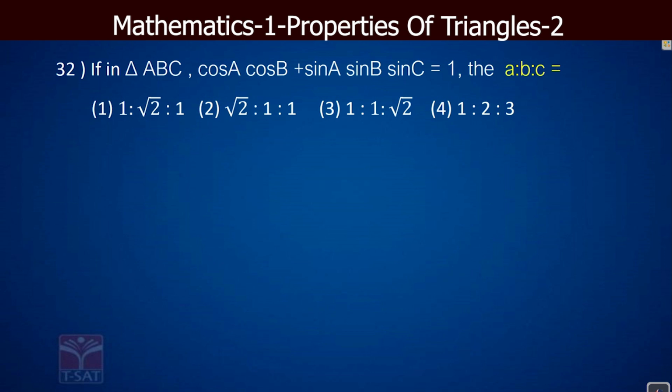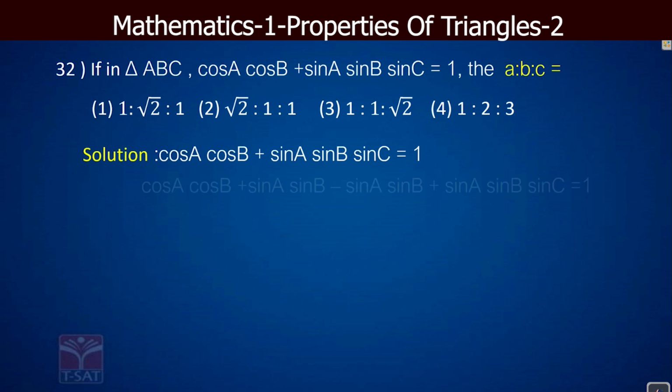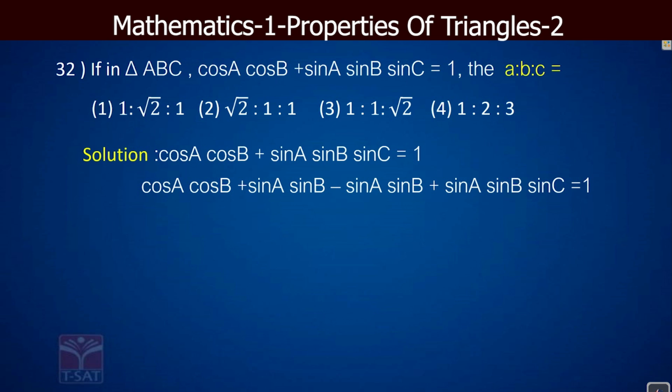See how I did it. For the given left hand side, you add and subtract sin A sin B in the left hand side of the hypothesis. So then you will have cos A cos B plus sin A sin B minus sin A sin B plus sin A sin B sin C is equal to 1.